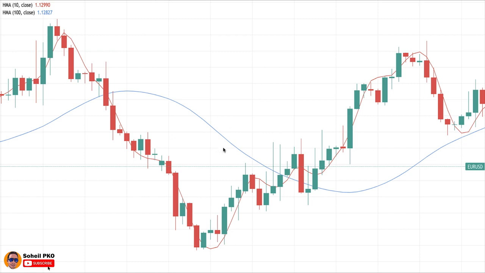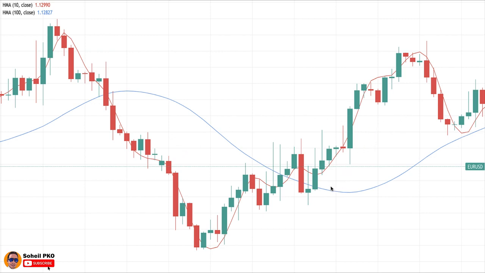Mid-term traders for trading and identifying medium-term trends usually choose periods between 20 to 60, with the 50 moving average being the most popular one, and long-term traders and investors go with moving averages with 100 and more periods, and in this category the 200 moving average is very popular among long-term traders and investors.